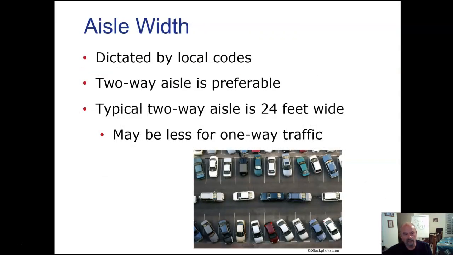Aisle width is dictated by local codes. Two-way aisles are preferable because people are going to use them for two ways anyways. If you don't believe me, go to the Walmart and just watch people. Typical two-way aisle is 24 feet wide. Maybe less for one-way traffic though. Accessible car spaces must be at least 96 inches wide, and the van spaces must be 132 for these also.